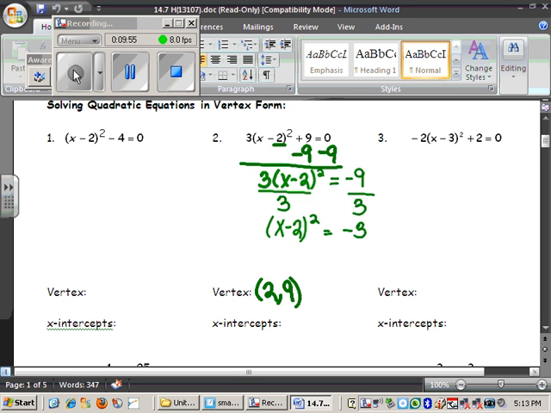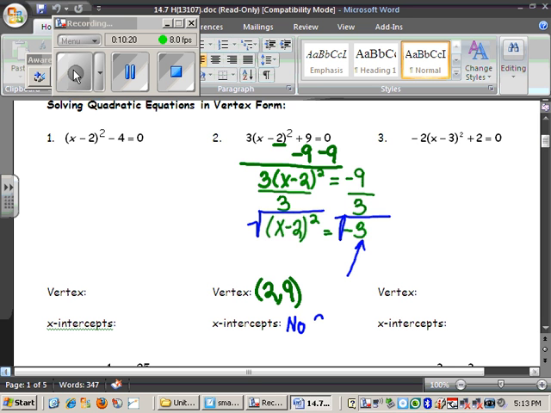In order to get rid of my squared, I'm going to take the square root of both sides. And as soon as I start to take the square root of both sides, you should recognize that you have a negative inside the radical. And you cannot have a negative inside the radical. And if you do, that tells you that this parabola will not cross the x-axis at all. And so you would have no x-intercepts.